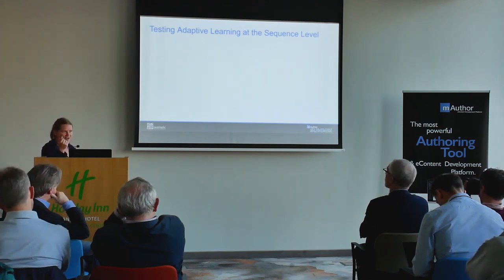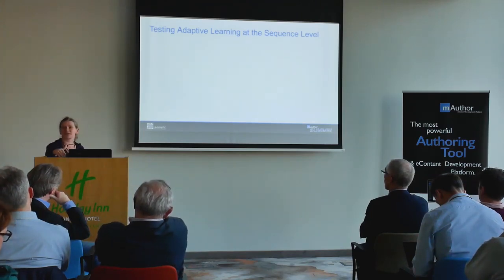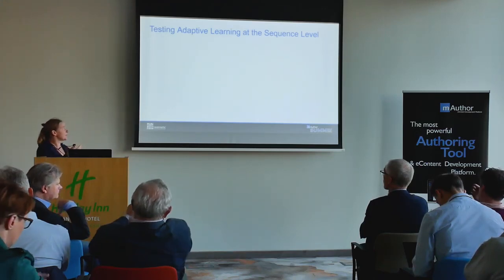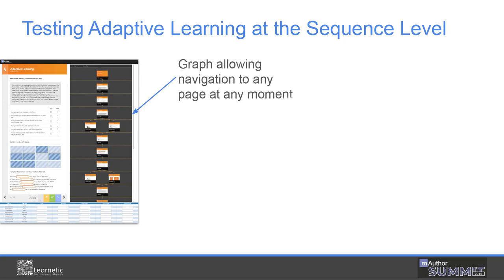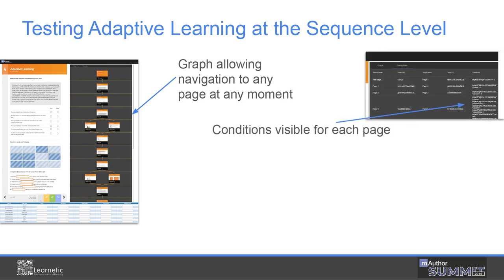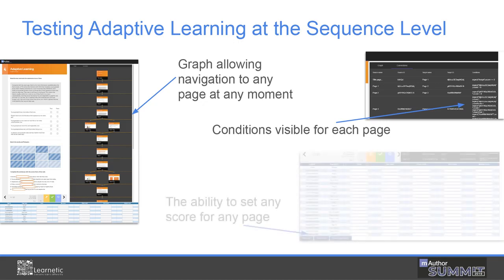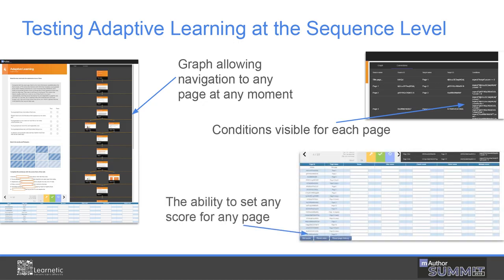Such lessons are rather hard to test, because you would have to spend those 10 minutes on the page, for example, to go to the easy path. So it will be very time consuming. So we made a testing platform for this. On such a platform, you see the whole graph at any time, and you see where you are on this graph. And also you can use this graph to navigate to any page just by clicking on this page. At any moment, you see the conditions, so you know how to go to which page, and you can set any score on any page.